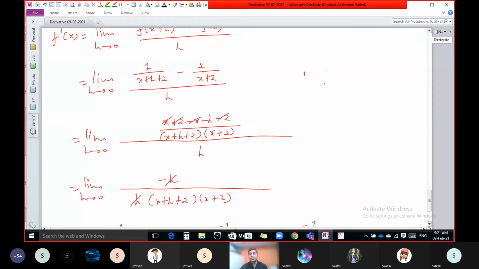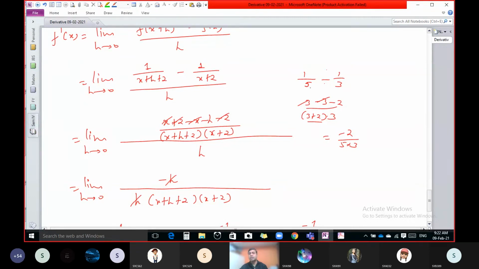It is like this, 1 upon 3 plus 2 minus 1 upon 3. In that case, what is your LCM? So the LCM is 3 plus 2 into 3. 3 plus 2 is nothing but 5. So we have to multiply this 3 here. So we get 3. And if we multiply 3 plus 2 here, and because of this negative sign, we have to write minus 3 minus 2. And it will be cancelled. So ultimately we get minus 2 upon this 3 plus 2, which is 5 into 3.